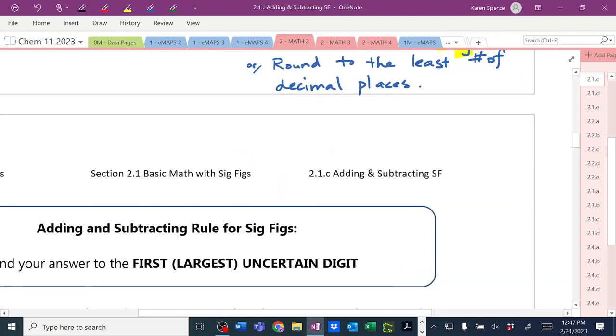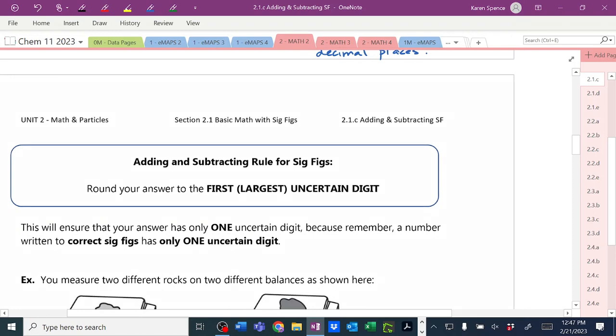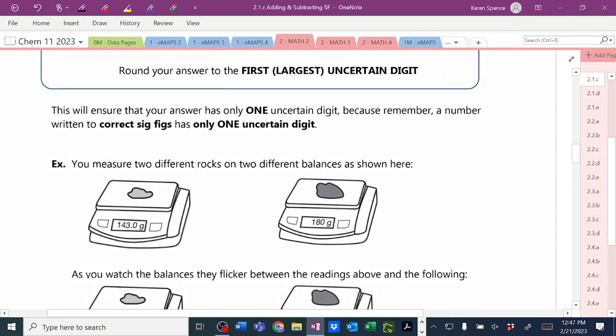Okay, so we're rounding to our first or largest uncertain digit. Let's take a look at these two different rocks on two different balances.